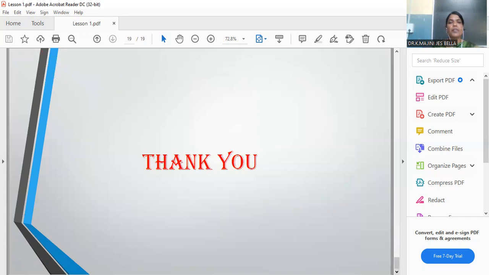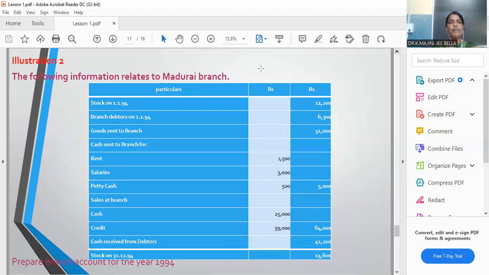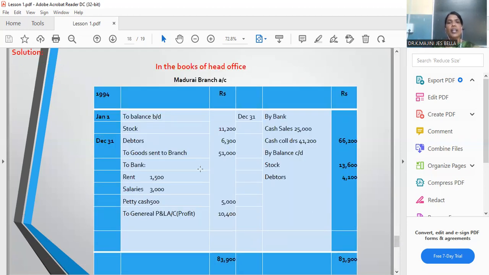Then are any other expenses there? See the question. Expenses are there. How much? Rent 1,500. Salaries 3,000. Petty cash, they have given cash for petty cash 500. So these amounts we can also write here. Write rent 1,500 in the inner column, then total it and write it in the outer column. To bank. So rent 1,500, salaries 3,000, petty cash 500. Total how much? 5,000. You should write it in the outer column.